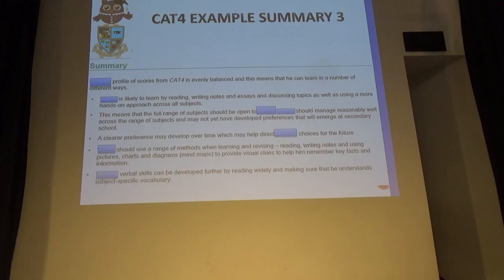This is another evenly balanced profile. Again, it's saying develop verbal skills by reading widely and looking at subject-specific vocabulary. Sometimes it starts to look ahead to the next key stage and into secondary as well. Often the advice is things like writing notes or using pictures to support thinking as well.